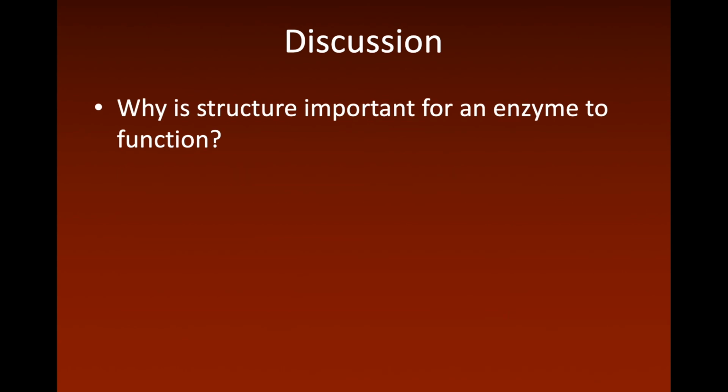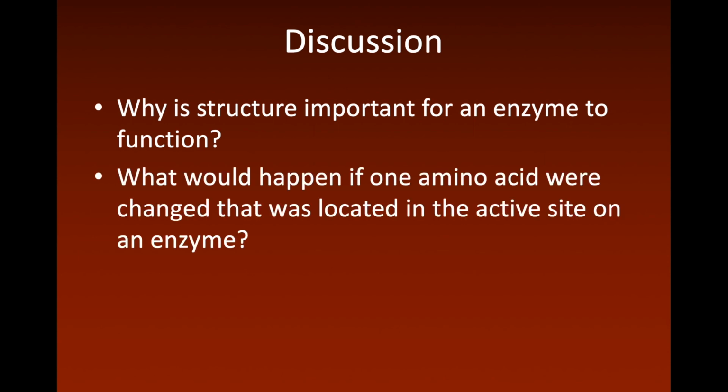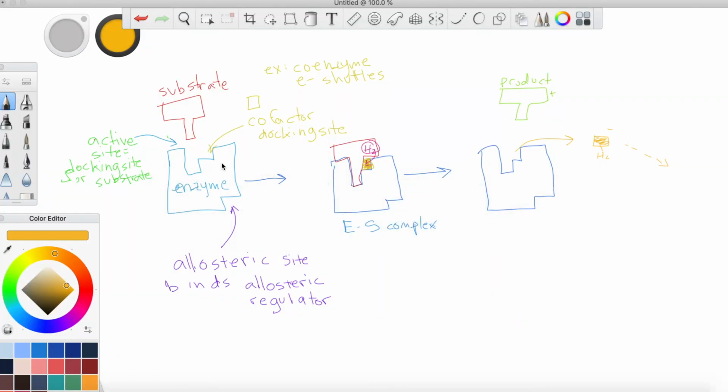These questions here should be answerable to you. Why is structure important for an enzyme to function? Well, we did talk about that quite extensively, so go back over and see if you can figure that one out. What would happen if one amino acid were changed that was located in the active site on the enzyme? So this one you should, again, be able to answer. If there was one amino acid, remember this is all just amino acids in here, that was changed right here in this active site, what would be the consequence to this whole chemical reaction?